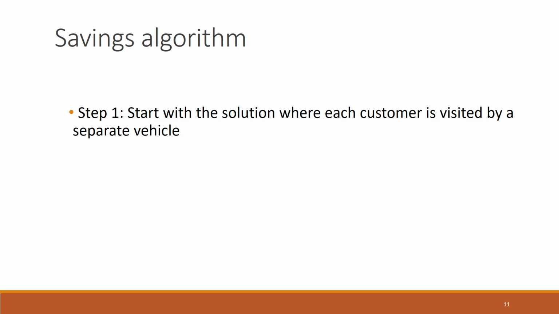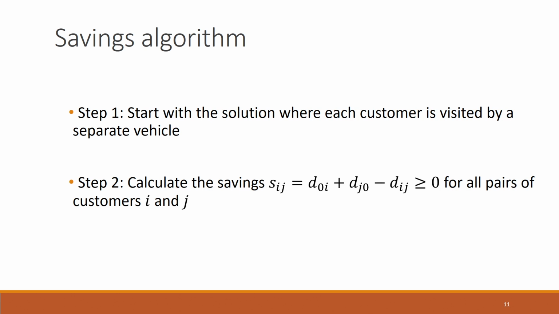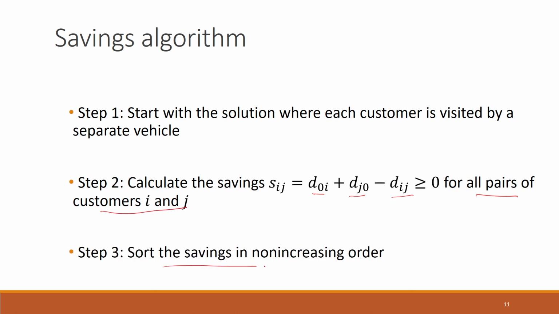Then we calculate these savings Sij equal to d0i, the distance from the depot node to point i, plus dj0, the distance from point j to the depot node, minus dij, for all pairs of customers i and j. And then we sort these savings in non-increasing order. Why are we saying non-increasing? Because it can happen that for two pairs of nodes the savings are equal, so we can put these two pairs in any order. That is why it is non-increasing rather than decreasing.